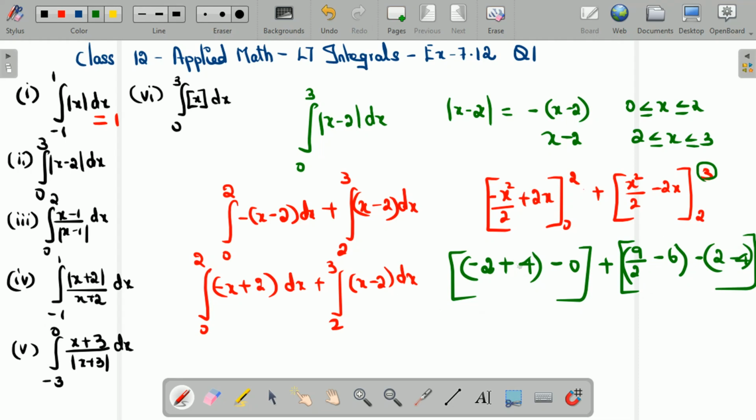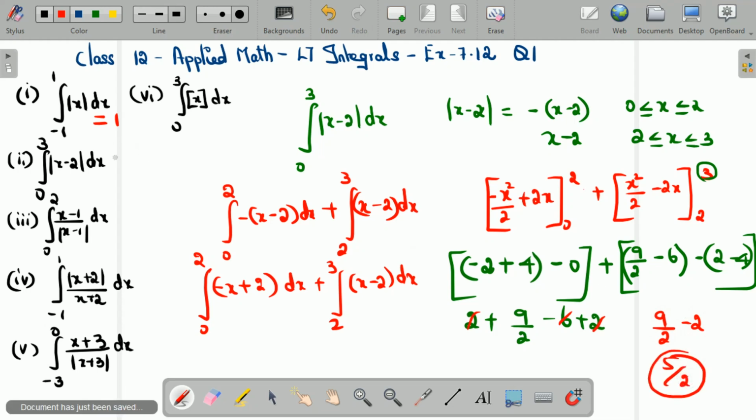Now let's simplify. 4 minus 2 is 2, plus 9 by 2. Now minus 6, and this is minus 2 because 2 minus 4 is minus 2, into a negative sign. So this is a plus 2. Now if you simplify, 2 plus 2 is 4, minus 6 is minus 2. So 9 by 2 minus 2. If you take LCM, this will give you 5 by 2. So the answer for the second integration is 5 by 2.